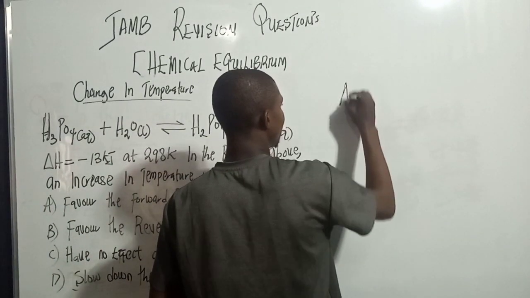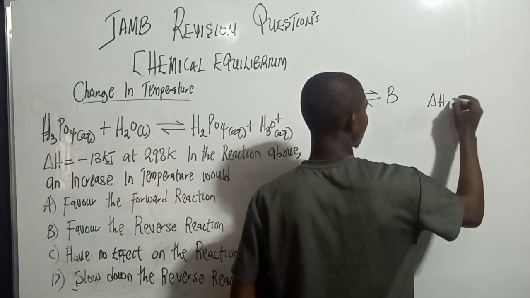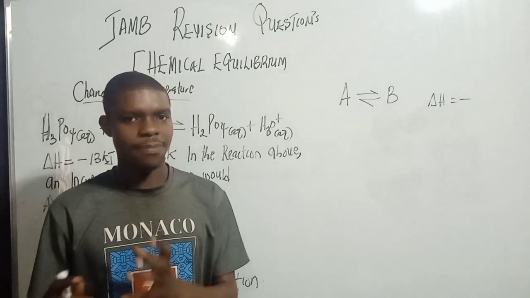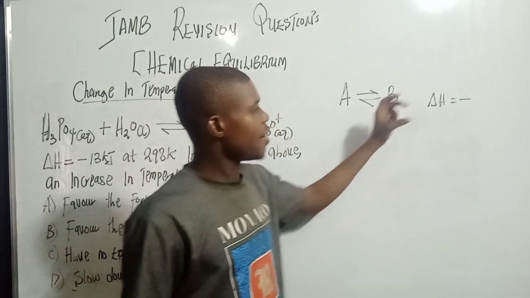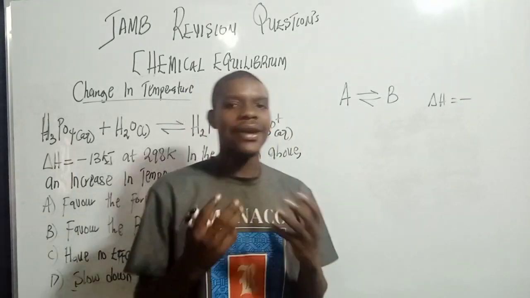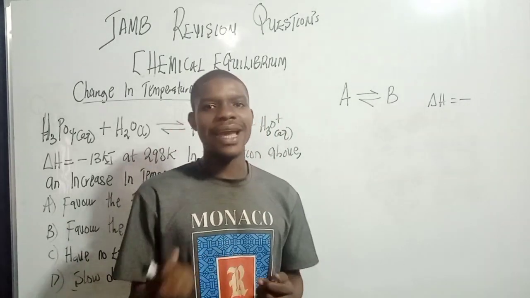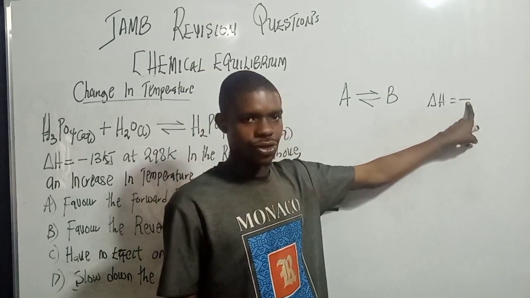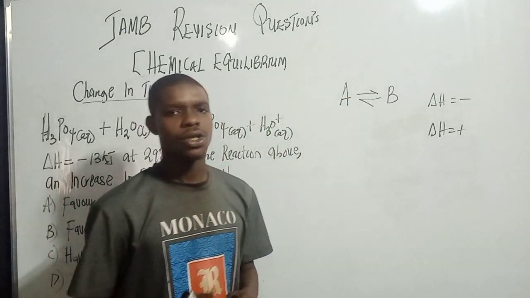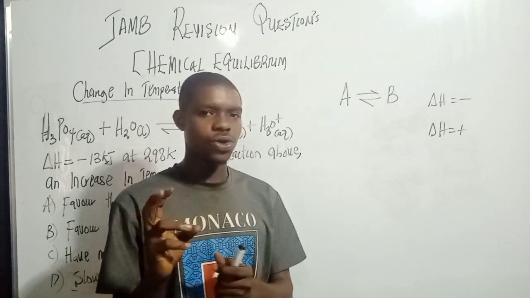Imagine here we have A and here we have B, and my delta H is negative. Now let's say it's negative. Do you get? So we are talking about temperature here. What am I going to do here? My main focus here is going to be on the delta H. Now remember, a reaction can either be exothermic or endothermic. Do you understand? So if a reaction is exothermic, I'm talking about minus. But if a reaction is endothermic, it is positive. Do you get? So now there are two things you need to put in mind. A reaction can either be exothermic or endothermic.